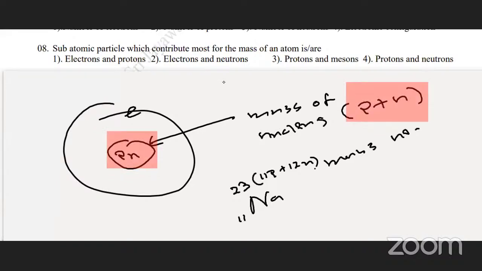And remember, during a chemical reaction, during bond formation, the nucleus does not undergo any changes. That means proton number and neutron number do not change during bond formation, covalent or ionic bonds, or even during the chemical reaction. Only electrons go in and out during bond formation as well as during chemical reactions. So the answer is that protons and neutrons contribute most to the mass of an atom.